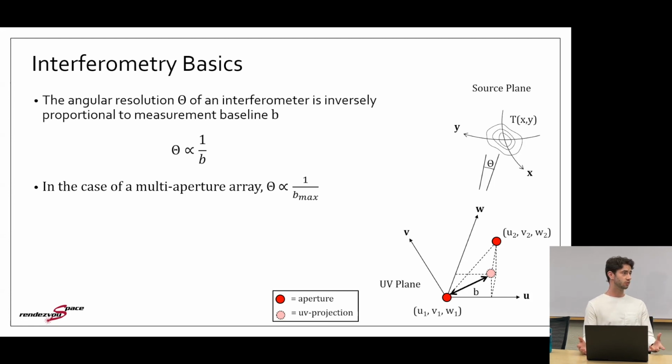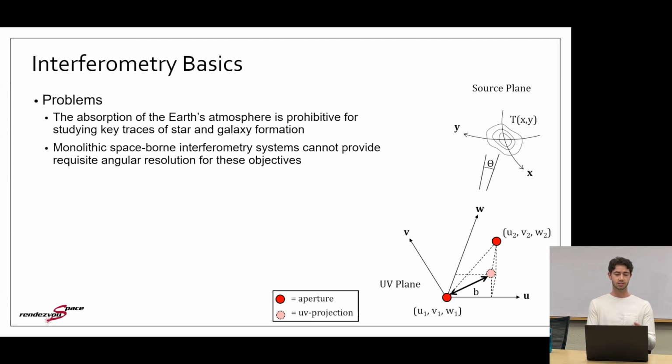So this is great. We do interferometry now. You saw we got that black hole image, but what's the issue? The problem is that Earth's atmosphere absorbs some of these traces of electromagnetic radiation, and it's prohibitive for studying the things that I mentioned on the first slide, like traces of star and galaxy formation. But if we want to move to the space regime and have spaceborne interferometry, monolithic spacecraft can't be large enough, or are prohibitively too large, to provide the requisite angular resolution. We can't separate the apertures far enough to increase the angular resolution to the scale that we need.